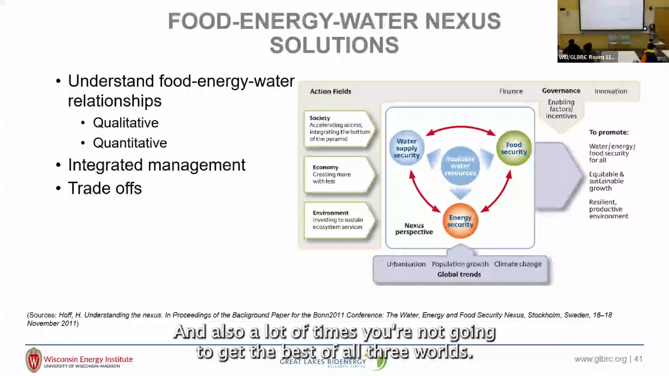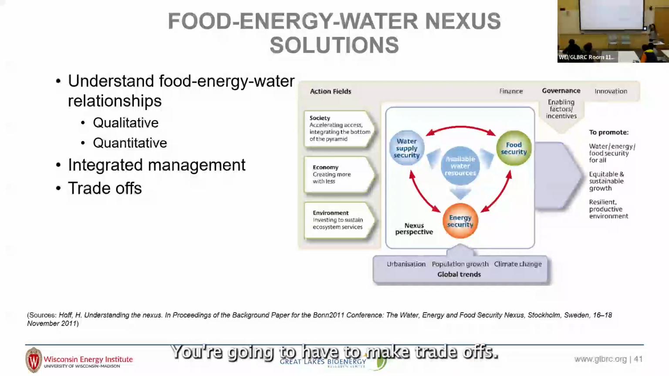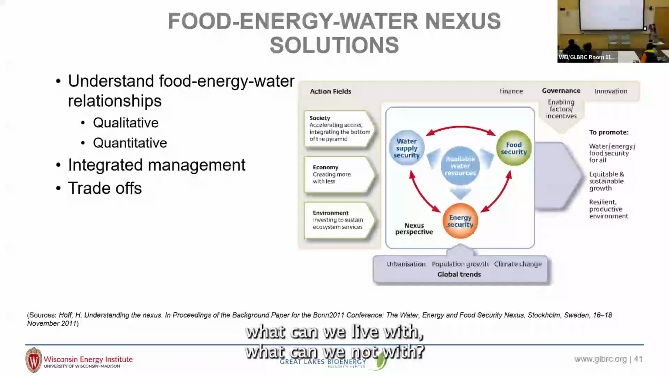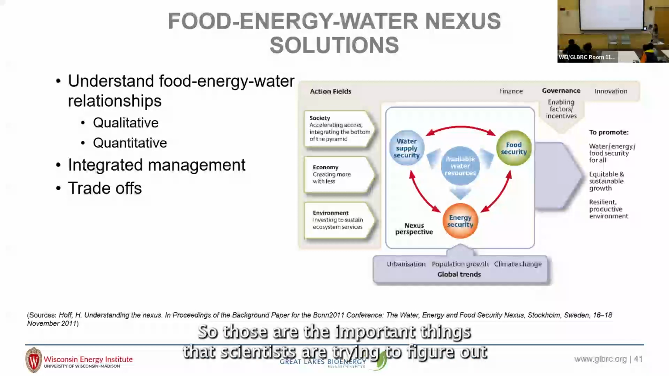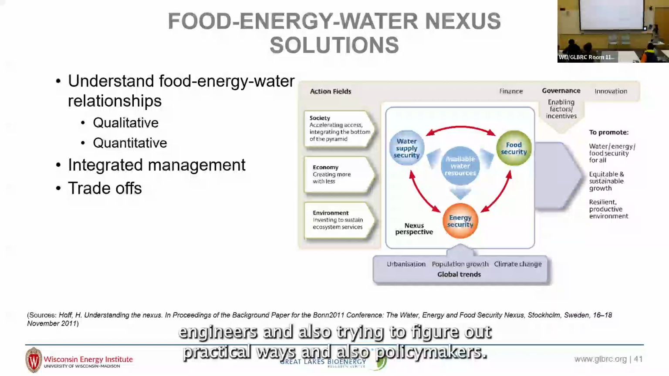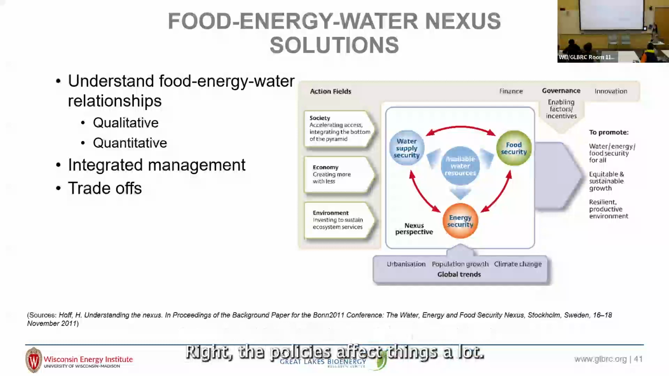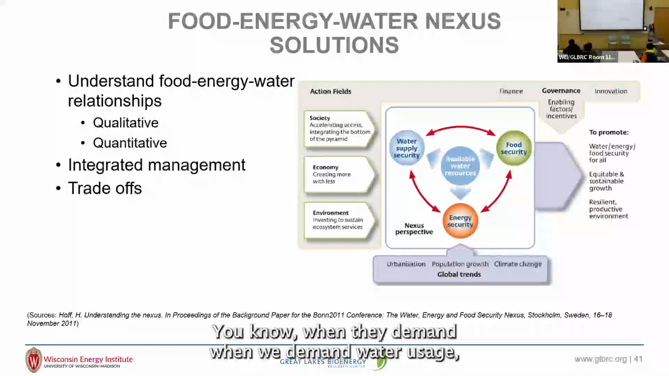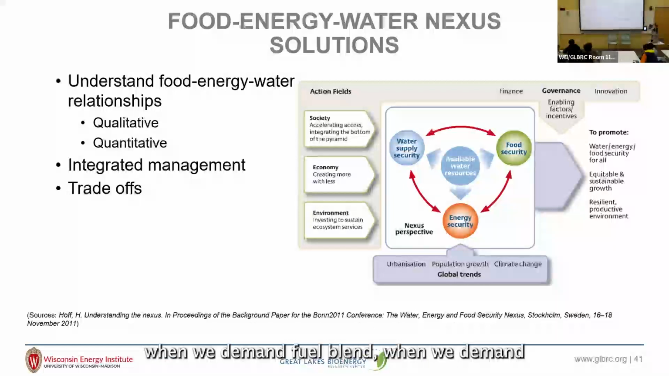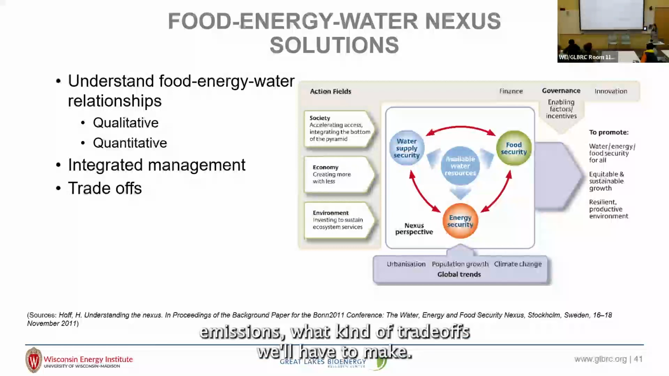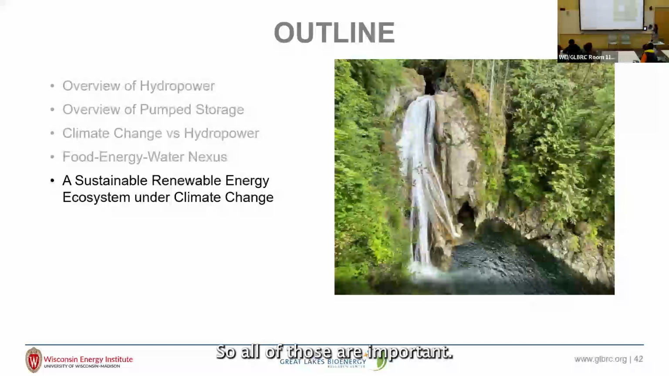And also a lot of times, you're not going to get the best of all three worlds. You're going to have to make trade-offs. So we need to understand where the trade-offs are. What can we live with? What can we not live with? So those are the important things that scientists, engineers are trying to figure out, and also practical ways, and also policymakers, right? The policies affect things a lot. When we demand water usage, when we demand fuel blends, when we demand carbon emissions, what kind of trade-off we have to make. So all of those are important.